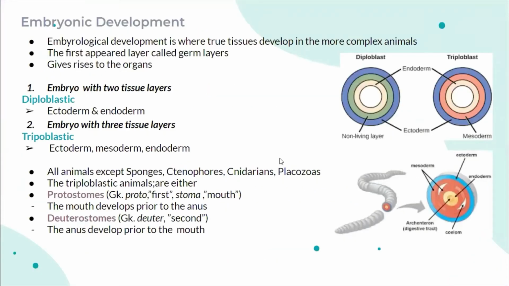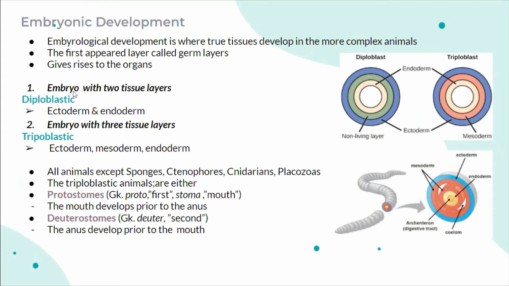For this slide, we're going to talk about embryonic development. Embryological development is where true tissues develop in the more complex animals, and the first to appear are called germ layers. So what are germ layers? Germ layers consist of all of these layers, and they give rise to the organs.